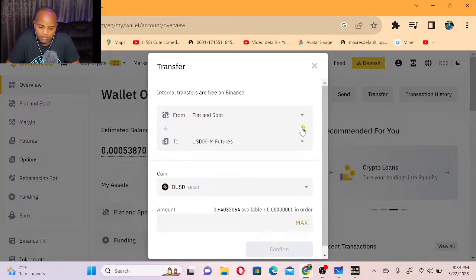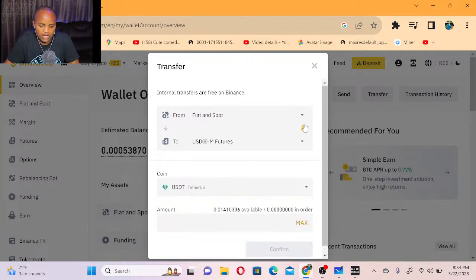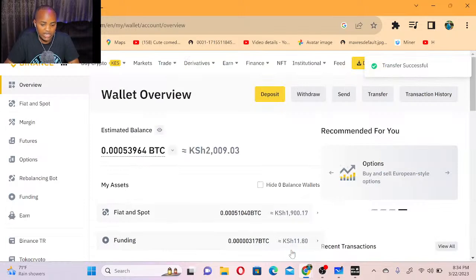I've said I'm not going to show you on Binance work. This is the thing that you have to stand on your own. So I bought USDT, so I'm going to type here USDT. I'm going to transfer from the funding wallet, so I click these two arrows so that the funding wallet can go up. The reason I'm doing this is that when the money is in the funding wallet, remember, you can only do what? Peer-to-peer trading.